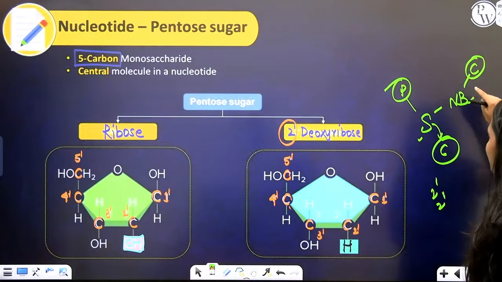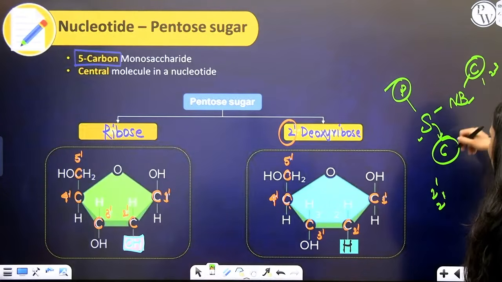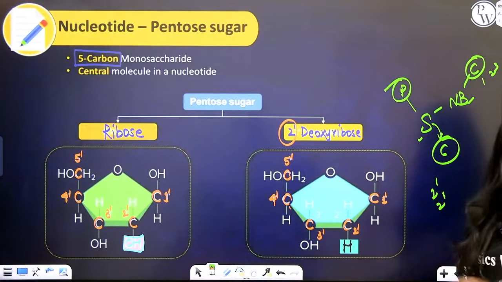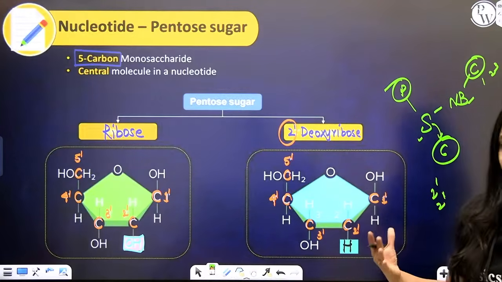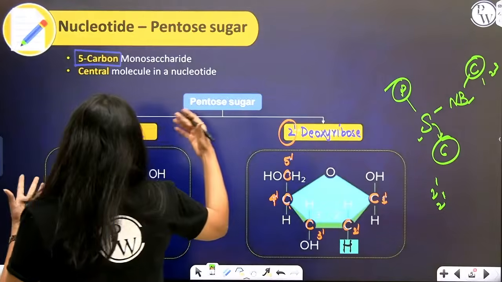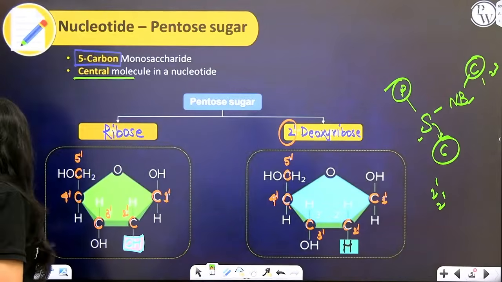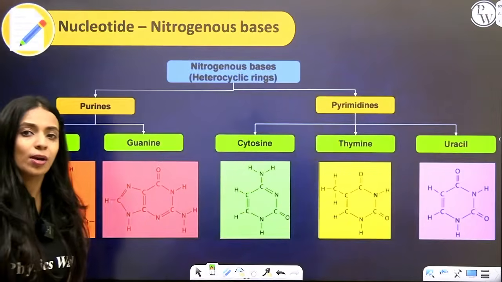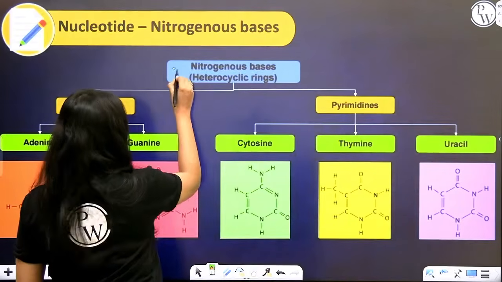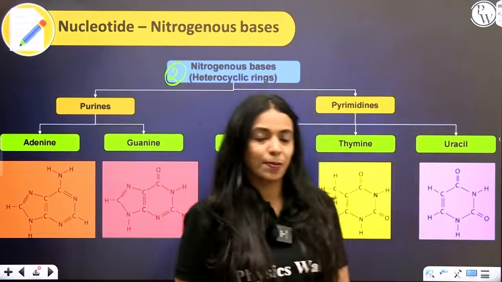The carbons in the nitrogenous base are numbered 1, 2, 3. Here it is. In the sugar, it is 1', 2', 3'. That is basically done to avoid any confusion. Now, sugars, like I already mentioned, is the central molecule in a nucleotide. Now, let's talk about the second component in a nucleotide, which is the nitrogenous base.